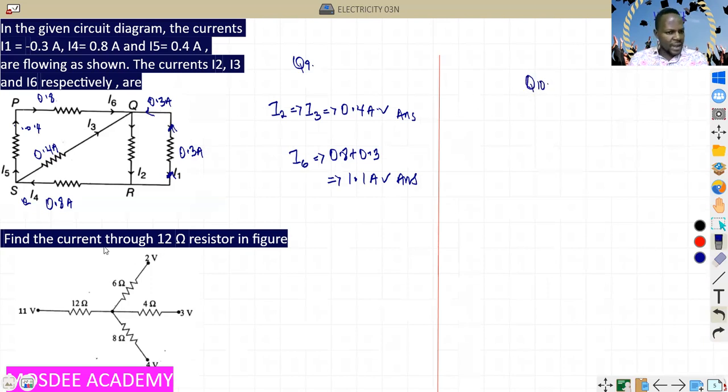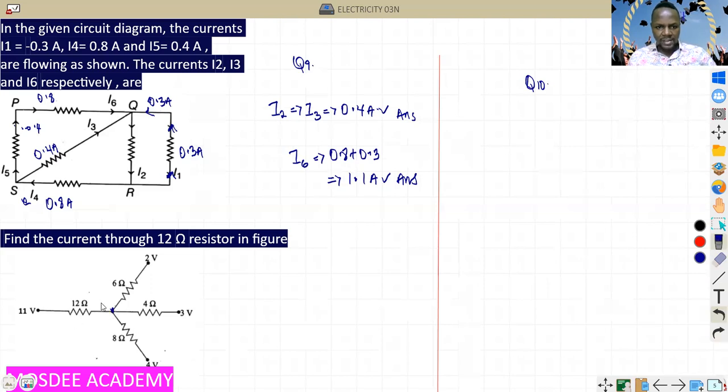Question number 10 says, find the current through I2, in the 12 ohm resistor in the figure. Fine. So I think this is just basically on Kirchhoff current law. I told you about the loops and junction. So we just need to know the node. So here, where everything is meeting, no need to disturb ourselves. So what the law states is about where they are meeting.